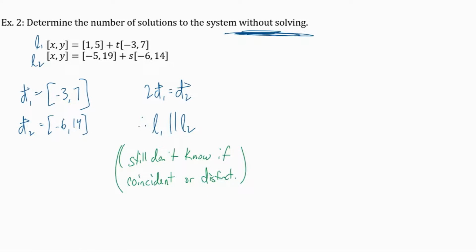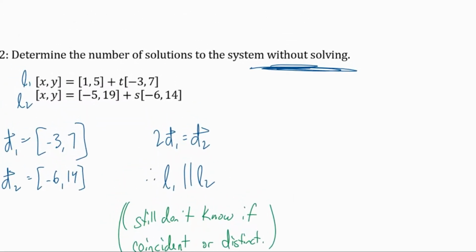Well, I can take a point that's on one of the lines and check it in the other line. If it's on the line, they're coincident. If it's not on the line, they're distinct. I mean, if these are parallel, either all points are on both lines or both lines share no points, because they're parallel. And we're only talking two space here, right?